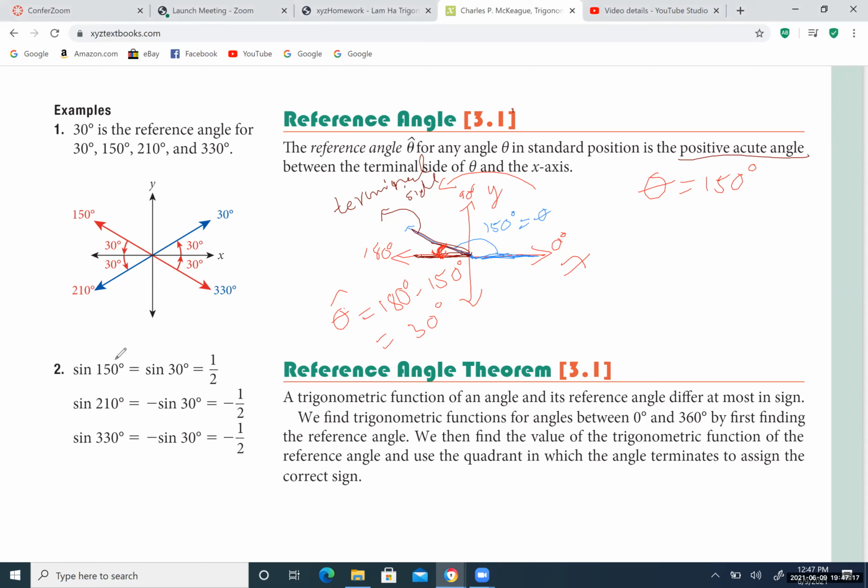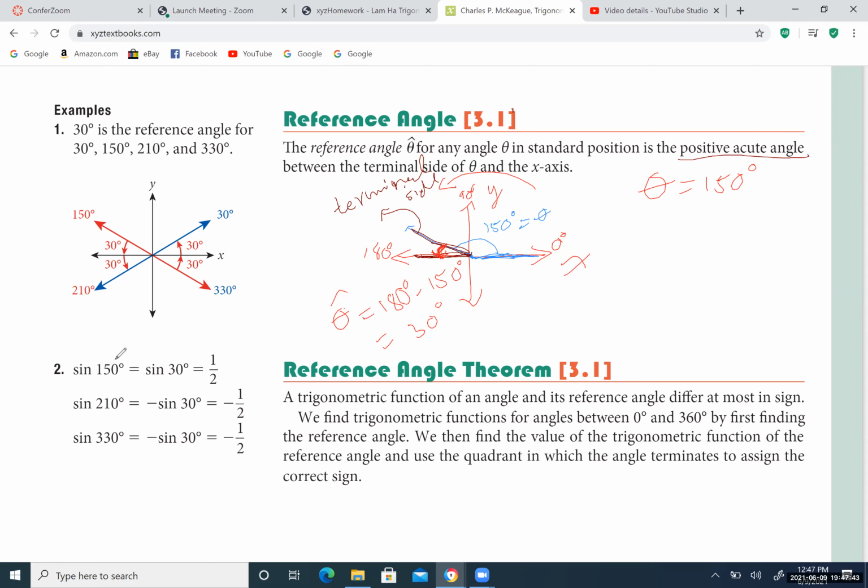So we have the second concept, the reference angle theorem. This theorem is like using the reference angle with the standard position angle, because the reference angle helps you compute quickly the sine of theta.